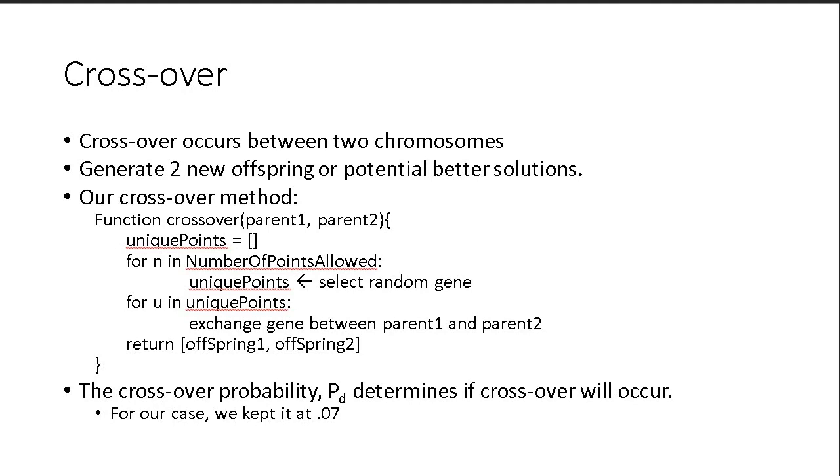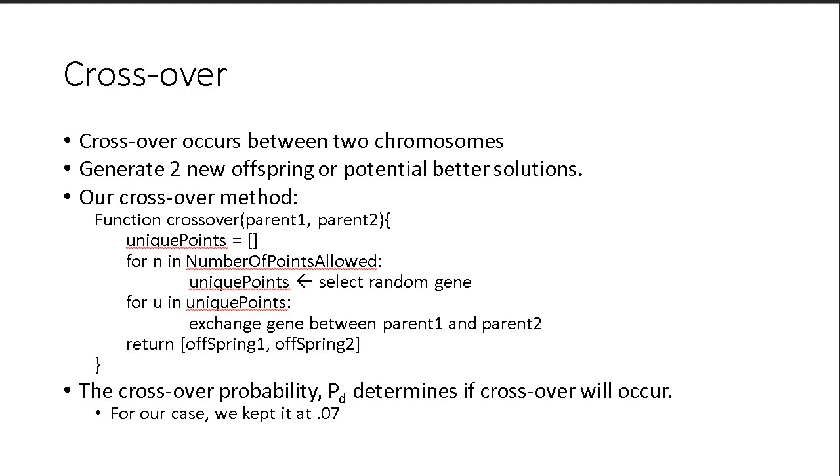And below we have our crossover method defined. It takes 2 parameters, parent 1 and parent 2. We start out by initializing an empty array of unique points. I could have named that better. It basically contains a list of genes or gene indexes that we're going to perform crossover.